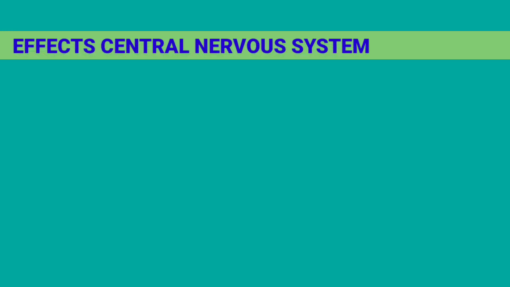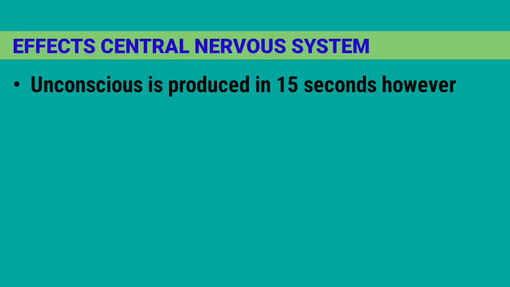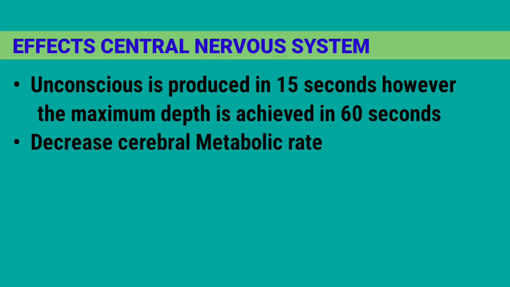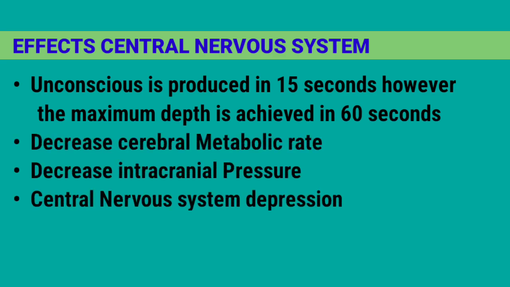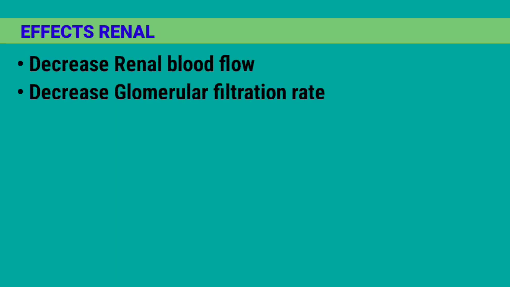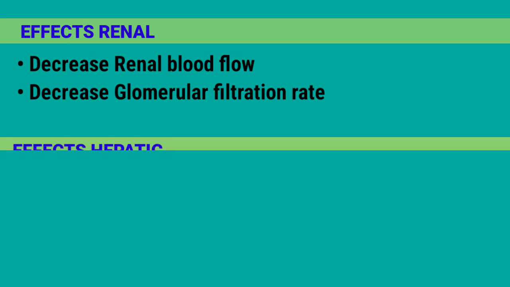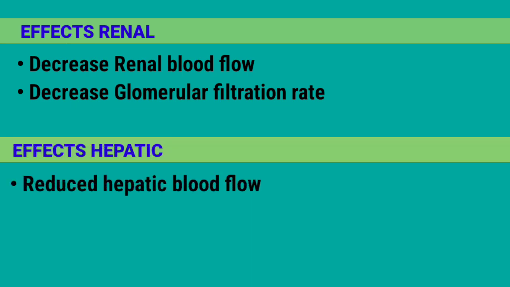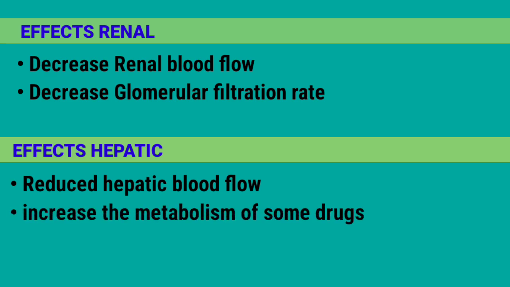Effects on central nervous system: unconsciousness is produced in 15 seconds, however the maximum depth is achieved in 60 seconds. Decreased cerebral metabolic rate, decreased intracranial pressure. Central nervous system depression, decreased cerebral blood flow. Effects on renal system: decreased renal blood flow, decreased glomerular filtration rate. Effects on hepatic system: reduced hepatic blood flow, increased metabolism of some drugs.